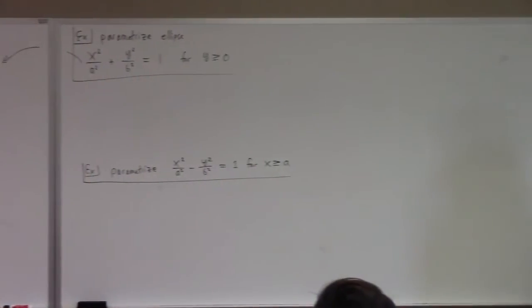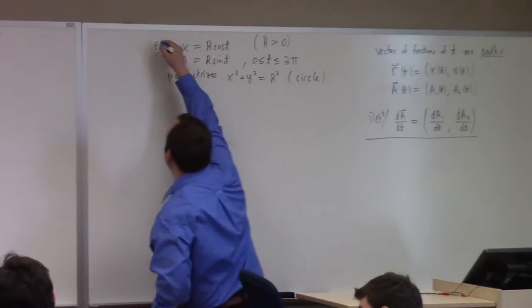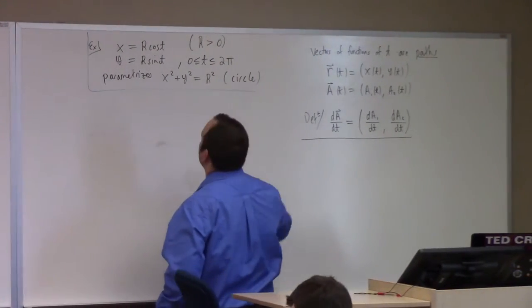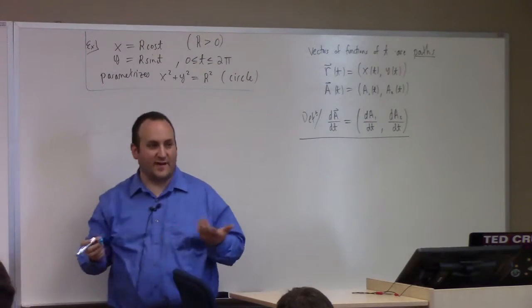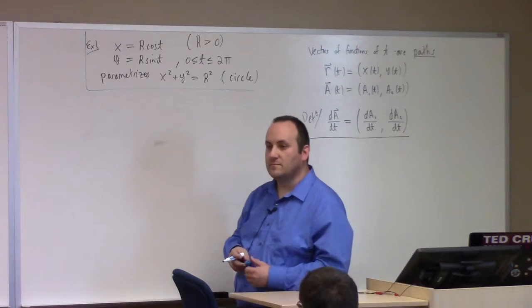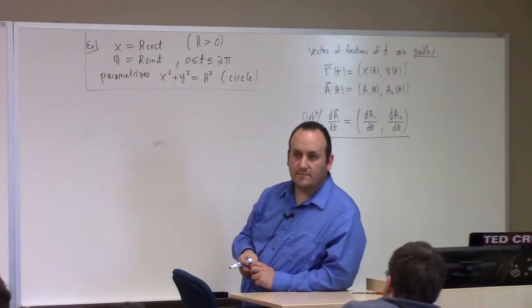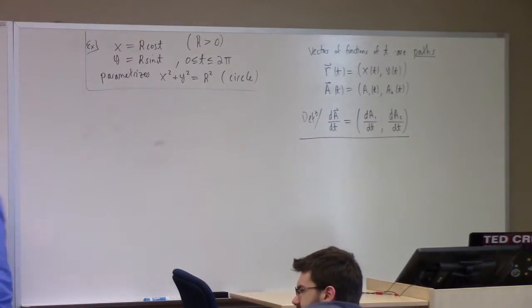So I can do this one, I'm pretty sure. This will make us feel better. Suppose you look at x equals r cosine t, y equals r sine t, r is positive. This is a parameterization of a circle. Let's calculate its arc length. So what do we do?